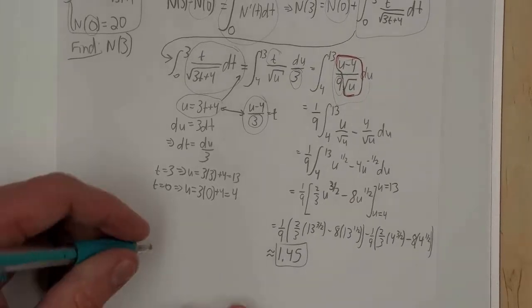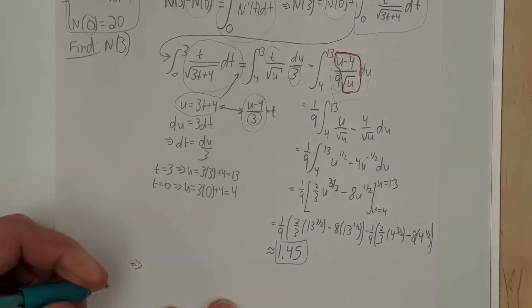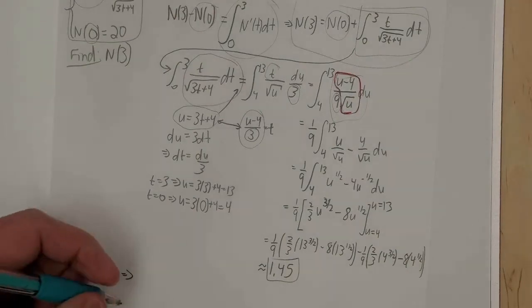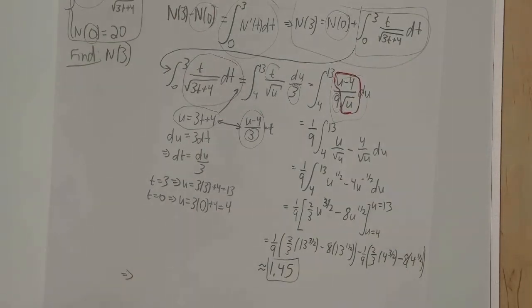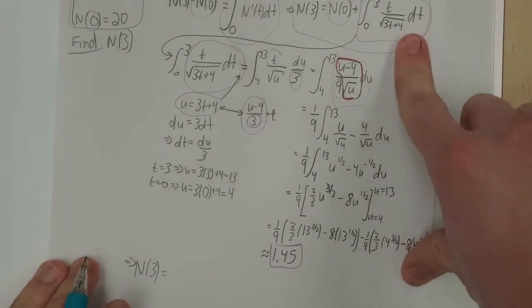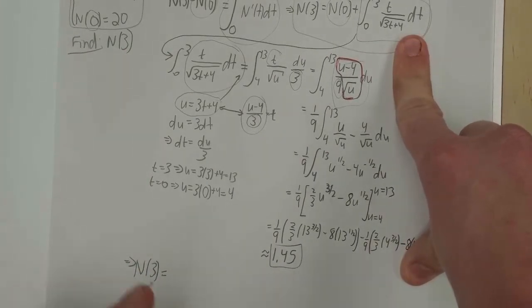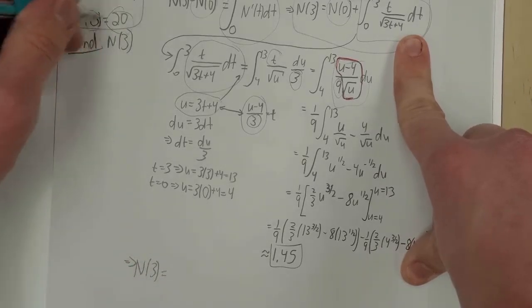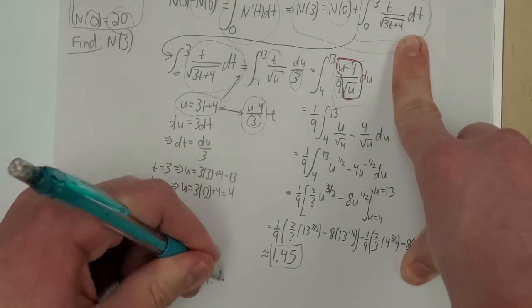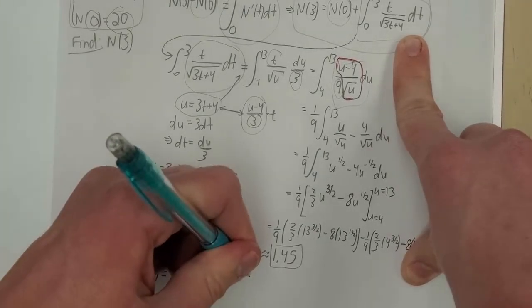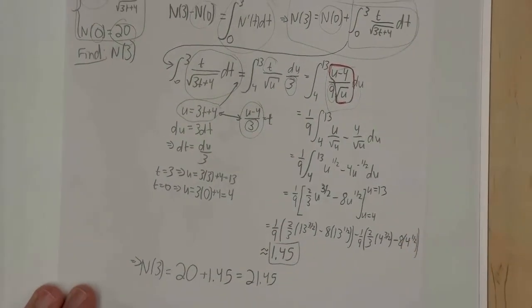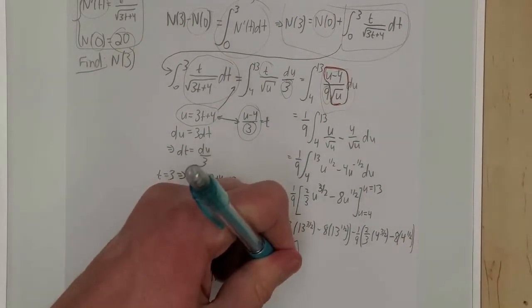So from this, we say, all right, going back up here, ultimately we have to figure out n of 3. So, now that we have the value of the integral, we have n of 0, which we established to be 20. So 20 plus 1.45, so that's 21.45. But rounding to the nearest number of bacteria, well, that's just 21.